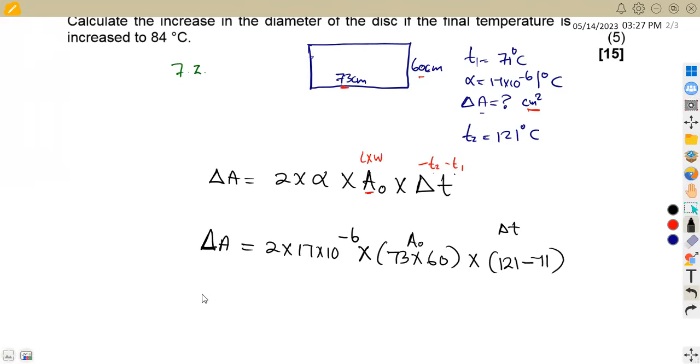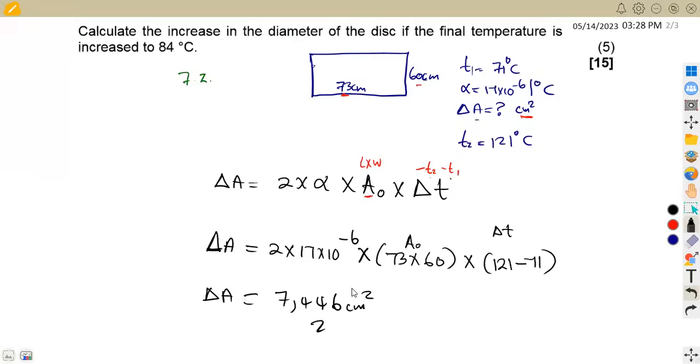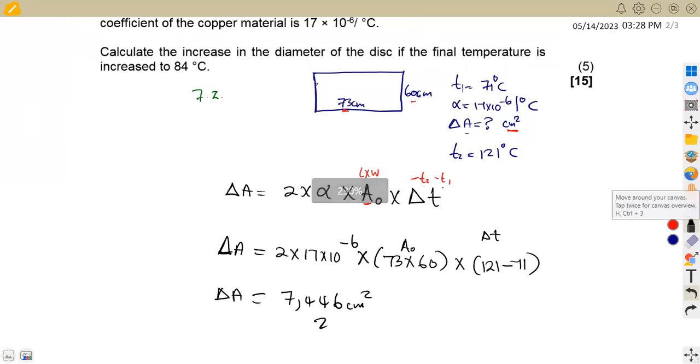This is going to give us the change in area, which when it is positive, that's an increase. That's why we are given that as an increase, because this is going to give us 7,446 square centimeters. That's a positive, representing an increase. So that is how you can calculate this.